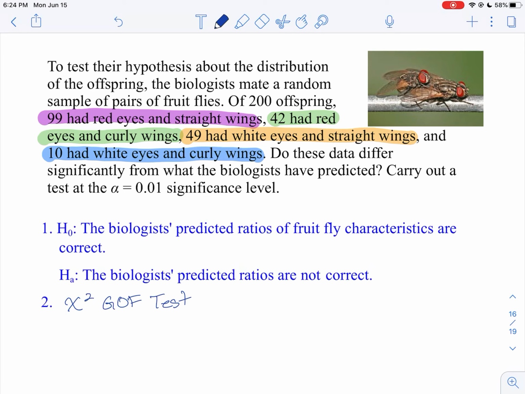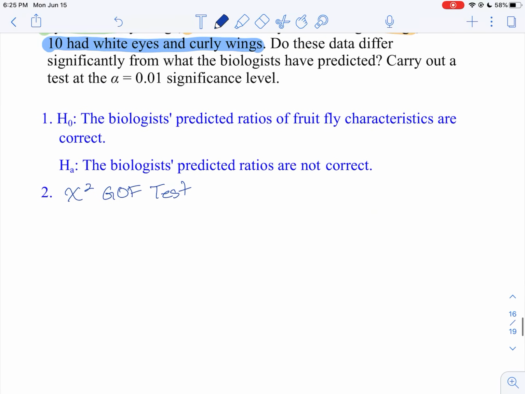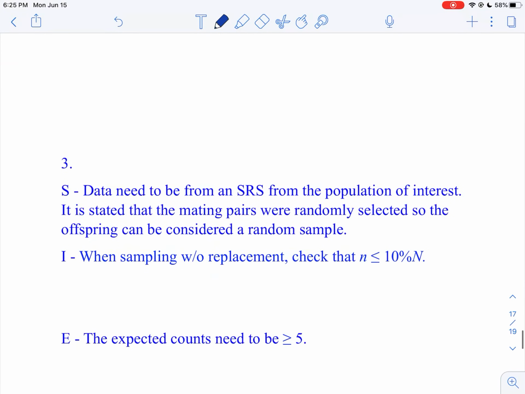And so then for our I, for independence, the lowercase n has to be less than or equal to 10% of capital N. There were 200 offspring. So we would have to say that 200 is less than or equal to 10% of capital N, our population size. In other words, the population of all fruit flies would have to be larger than or equal to 2,000.